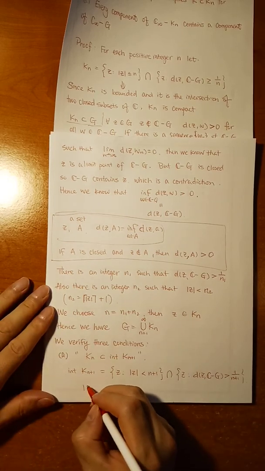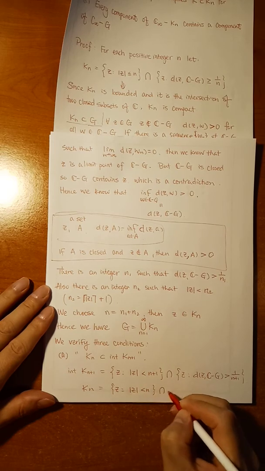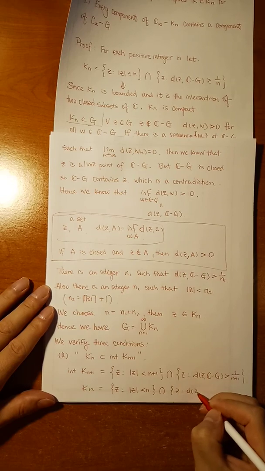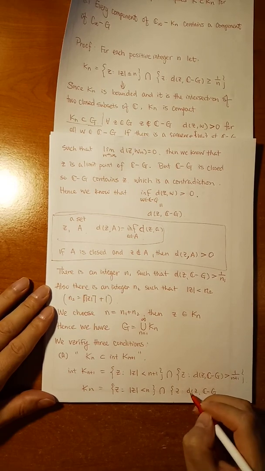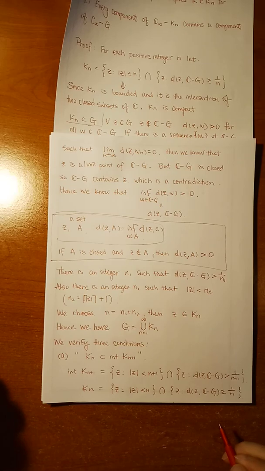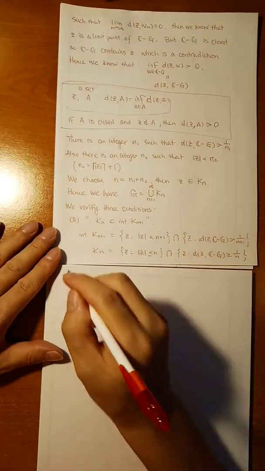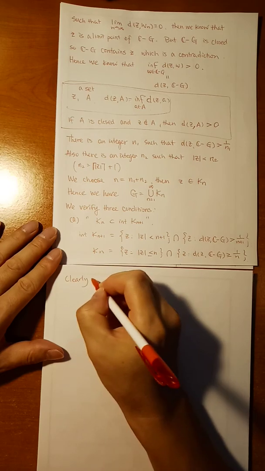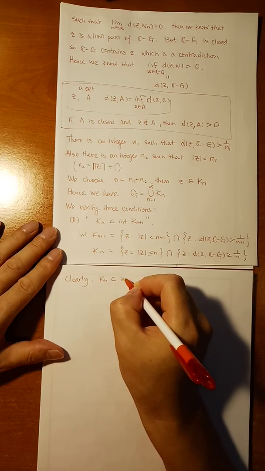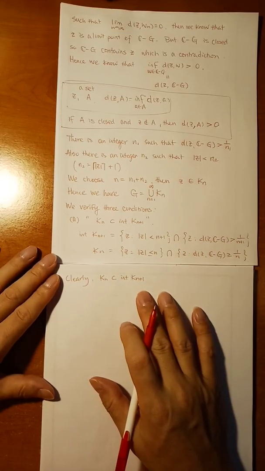And of course, kn, let me copy it. Kn is modulus of z less than n, intersect the distance between z and c minus g is greater than or equal to 1 over n. Greater than or equal to 1 over n, of course, is greater than 1 over n plus 1. Here, less than n, of course, is less than n plus 1. So clearly, kn is a subset of an interior part of kn plus 1. Kn is in the interior part of kn plus 1. Okay?